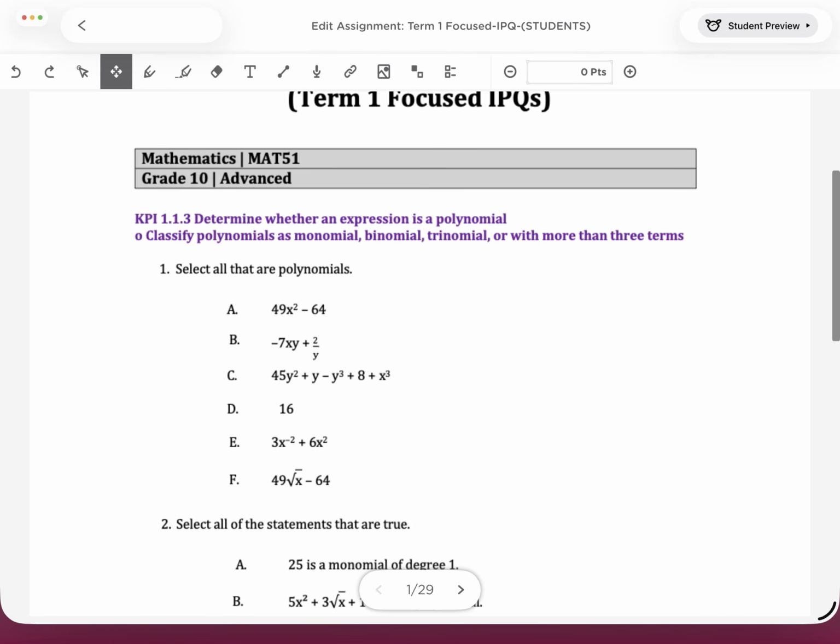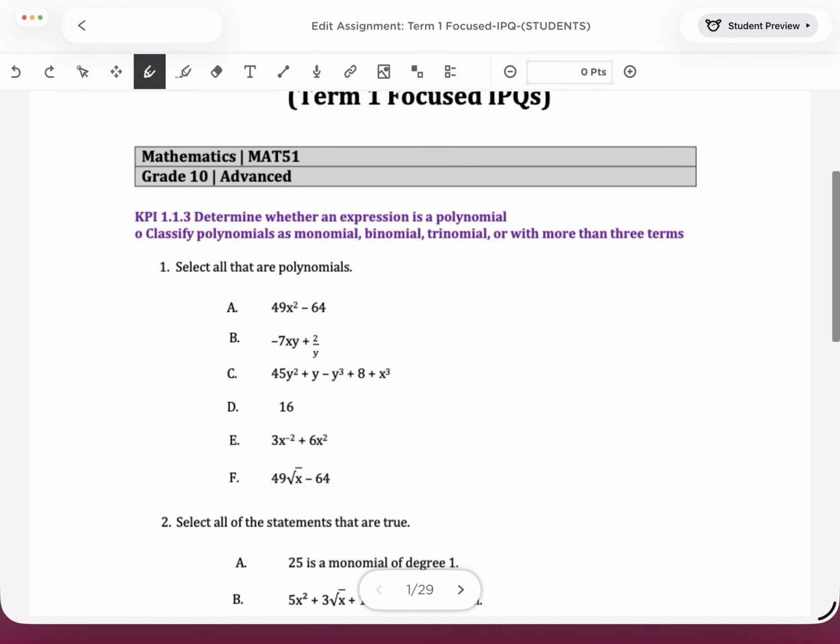Select all that are polynomials. The first one is a polynomial. The second one is not a polynomial because we have a variable at the denominator. Third one is a polynomial. Fourth, okay. Part E is not a polynomial because the power is negative. And the last one is not a polynomial because we have a radical.